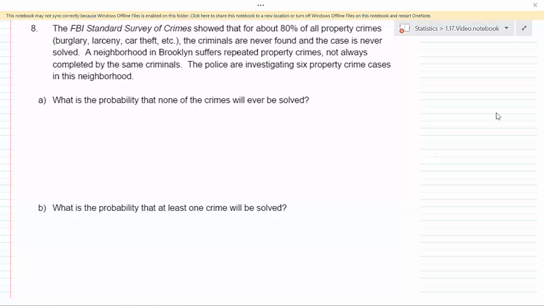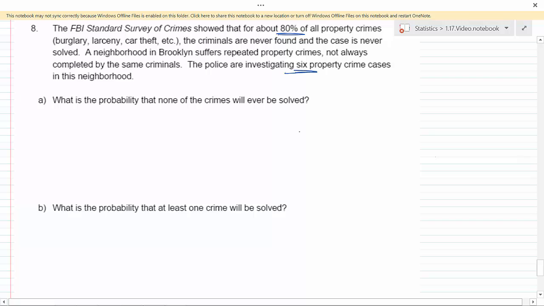Number 8. The FBI Standard Survey of Crimes showed that for about 80% of all property crimes, the criminals are never found and the case is never solved. A neighborhood in Brooklyn suffers repeated property crimes, not always completed by the same criminals. The police are investigating 6 of these crime cases in this neighborhood. In Part A, we're answering what is the probability that none of the crimes will ever be solved.